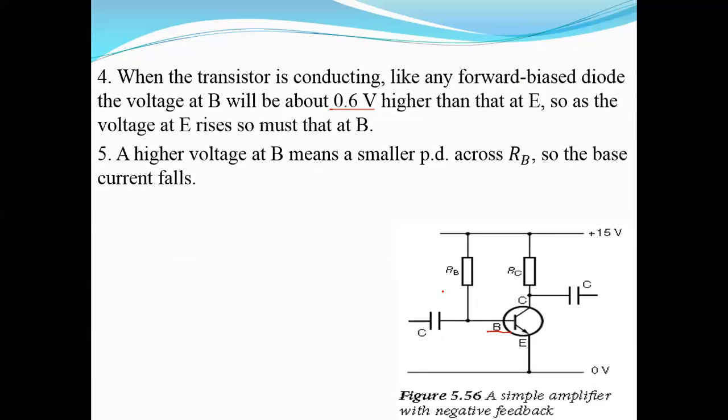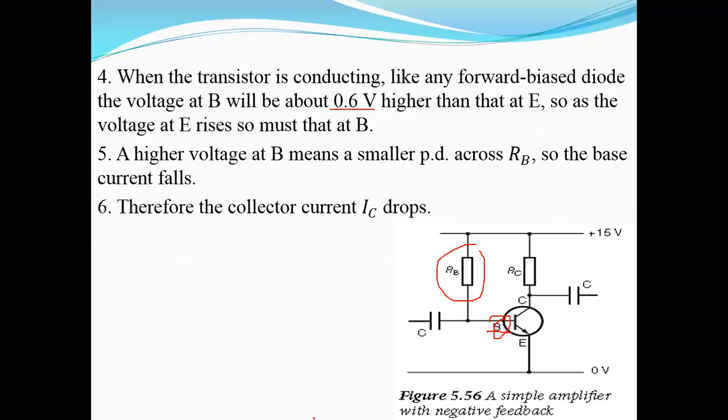So a higher voltage at B means a smaller potential difference across RB here. So the base current falls. So the base current will fall. Why? Because there is going to be more resistance. More resistance means less current. So therefore the collector current here, over here, will drop. Okay, it will drop.